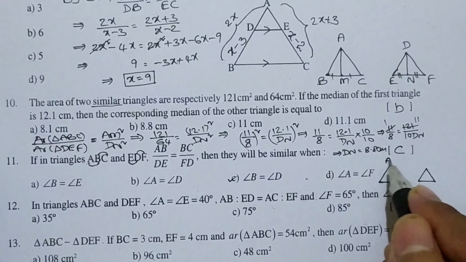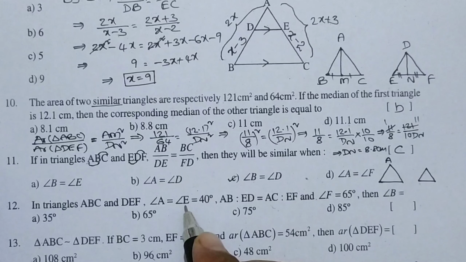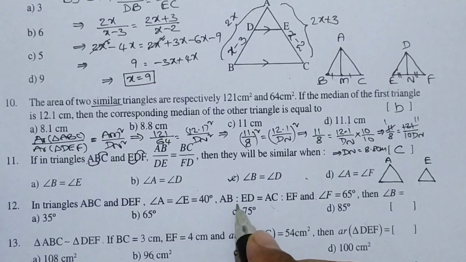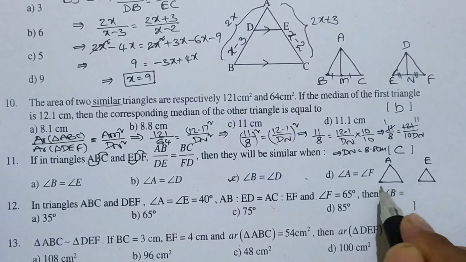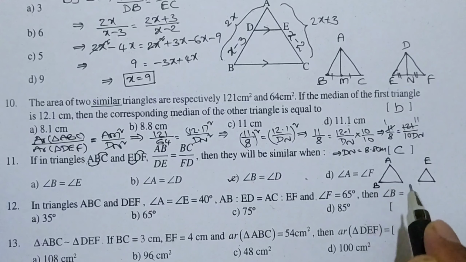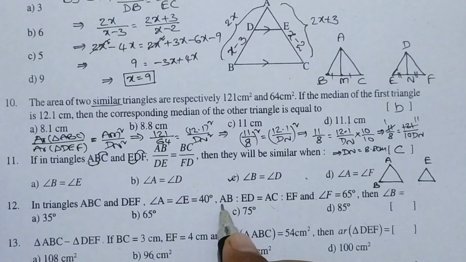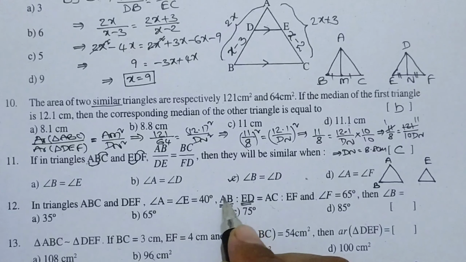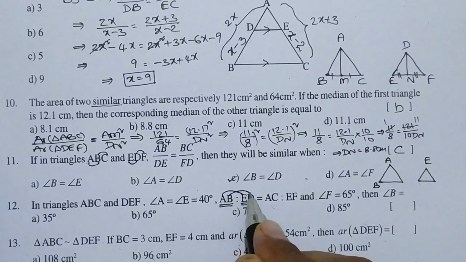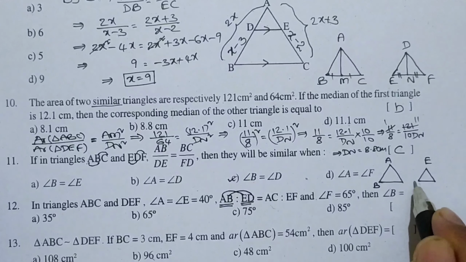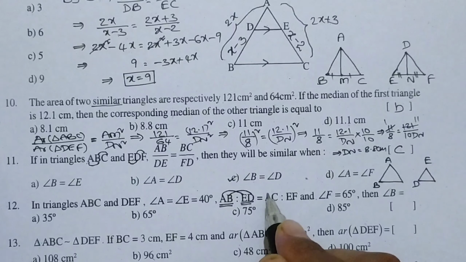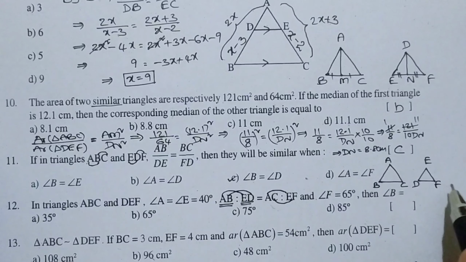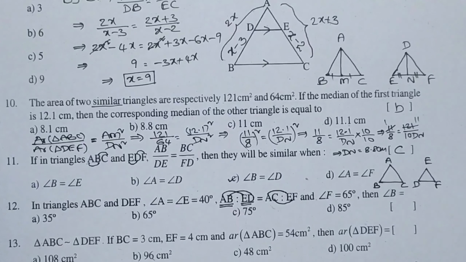Here A is equal to E, so in place of A the corresponding value E will come. And one more thing, if I write B here, you see AB is matched with ED. Already A is matched with E, that means B should be matched with D, so D should come here. And A is matched with E, so C should be matched with F. If I write C here, I should write F here. That is what we need to understand.